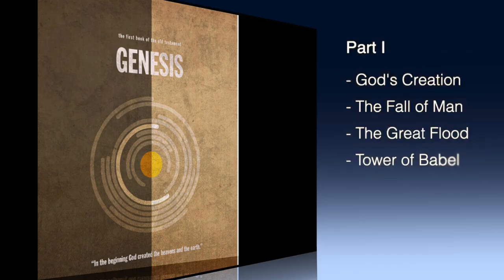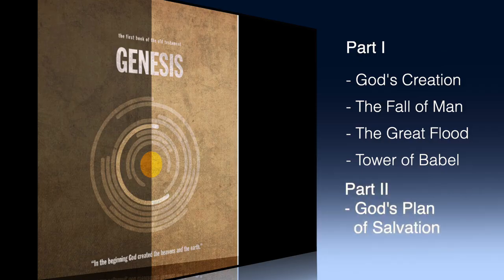The first section covers God's creation of the world, the fall of man, the great flood, and the Tower of Babel. The second part focuses on God's plan to rescue mankind from the eternal consequences of his fall, restoring all of humanity back into God's eternal family in the kingdom of heaven.